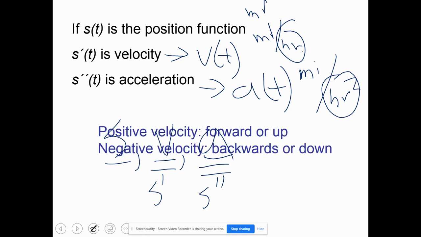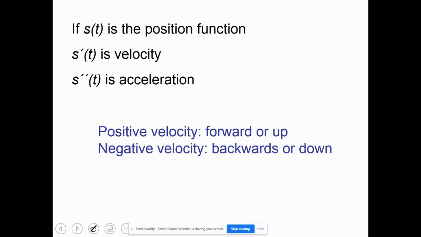All right, let me erase this. Okay, when you have velocity, positive velocity is considered moving forward or moving upwards. Negative velocity is considered moving backwards or down.